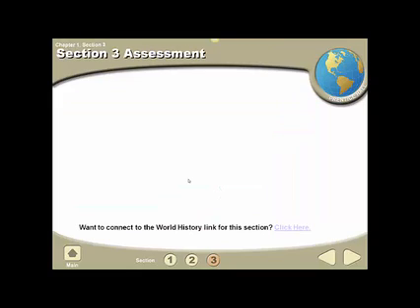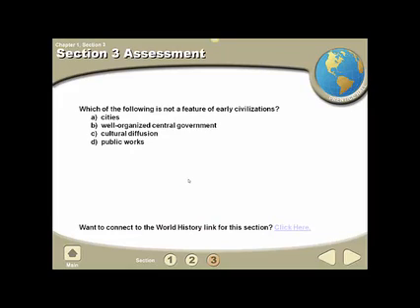Let's wrap up section 3. Which of the following is not a feature of early civilizations? All right, so remember, you have 8 key things: cities, well-organized governments, cultural diffusion, or public works. Okay, don't get confused by this because we did talk about all these things, but only one of them was actually not in that list of 8.